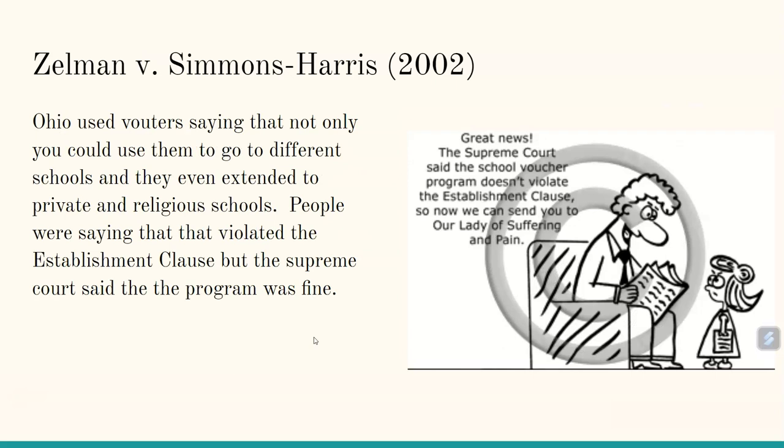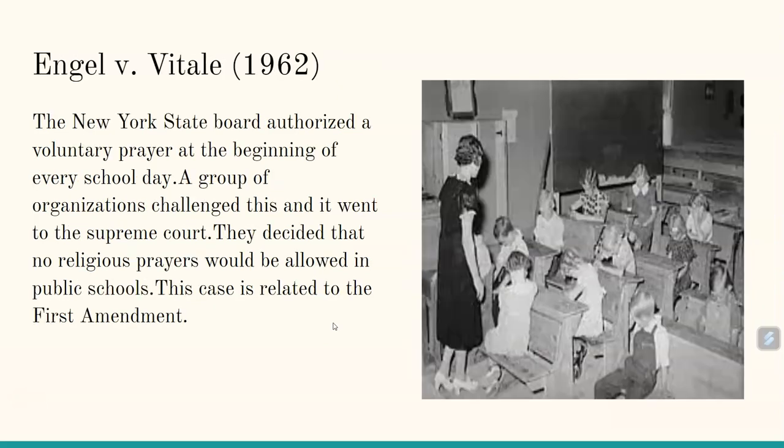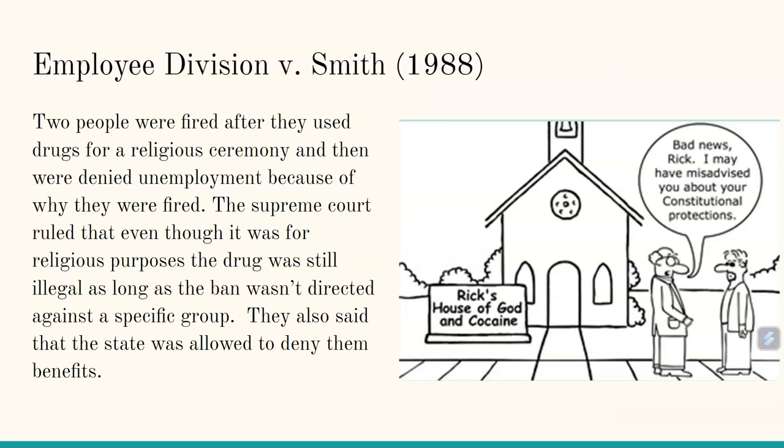Zelman versus Simmons-Harris. That was another case about church and state, the Establishment Clause. Okay, and that's tough because you have the Free Exercise Clause and the Establishment Clause, and it's a bit ambiguous as to what's what. And there have been several cases to gauge the constitutionality of church versus state. Engel versus Vitale, this is the separation of church and state again. So to reiterate my point, a lot of cases.